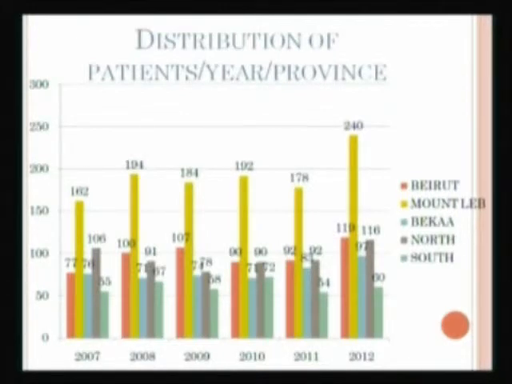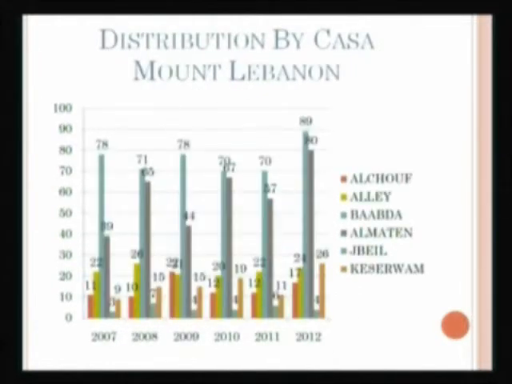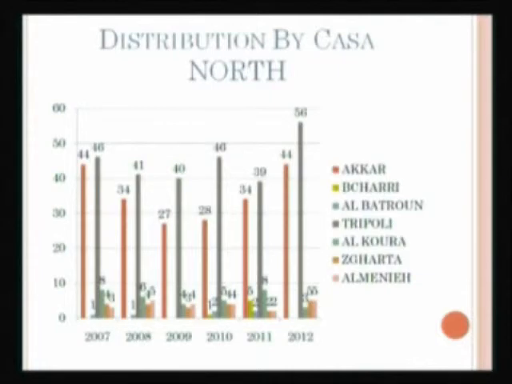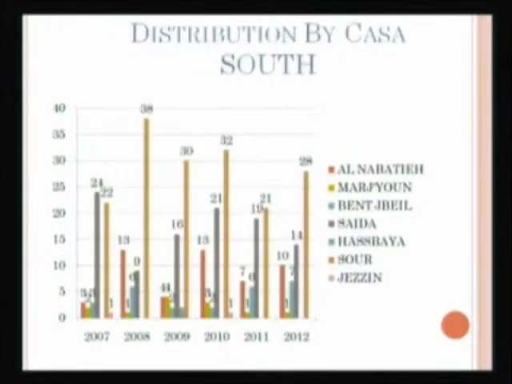Here we have by province. The largest number of cases occurred in Mount Lebanon, then less in Beirut, and less in North, Bekaa and South. In Beirut, as you can see, is one district we can't distinguish. In Mount Lebanon, the largest number is in Baabda, after it El Metn, less in Kesrouan, Chouf, and Aley. In the North, the majority are registered in Tripoli and Akkar districts. In Bekaa is Zahle, Baalbek, after it Hermel. In the South, the Sour district and Saida, less in Nabatieh.